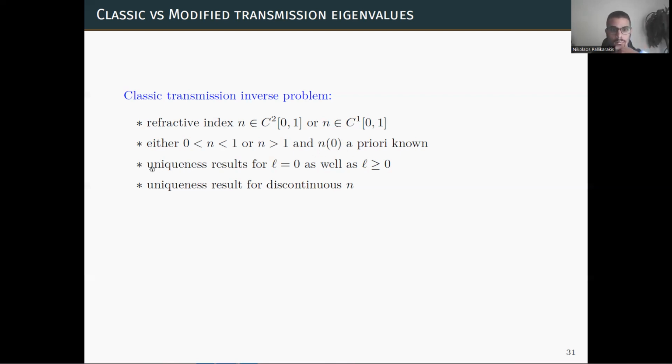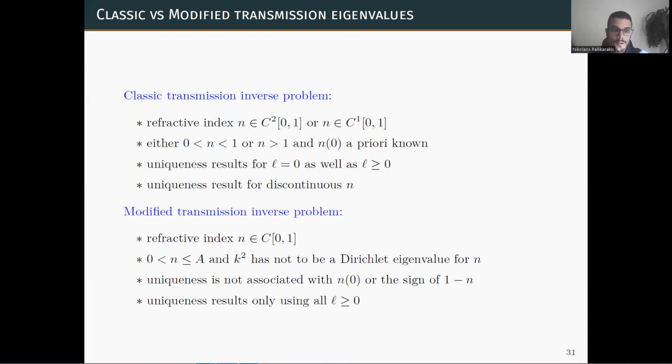is required. We saw that there exists a uniqueness result for special spherical symmetric zero-order eigenvalues, and also using all eigenvalues for all infinite sequences. And there are some uniqueness results for the discontinuous case as well. On the contrary, for the modified transmission eigenvalue problem, for the inverse problem, the refractive index can be just continuous. Also, it has to be bounded by a predetermined constant, and the corresponding fixed wave number in this scattering problem cannot be a Dirichlet eigenvalue for this wave number. So we have to find ways to avoid it.